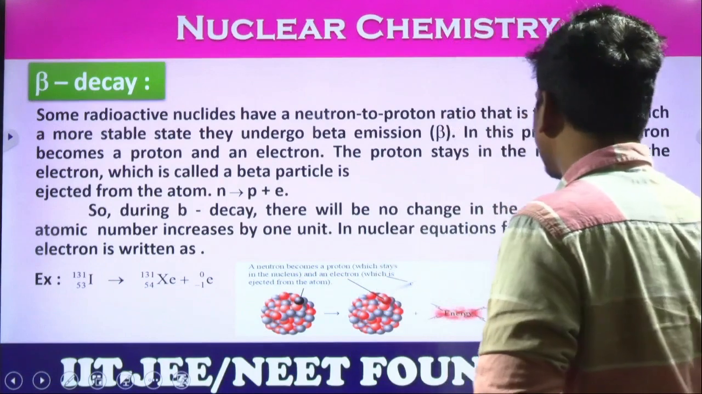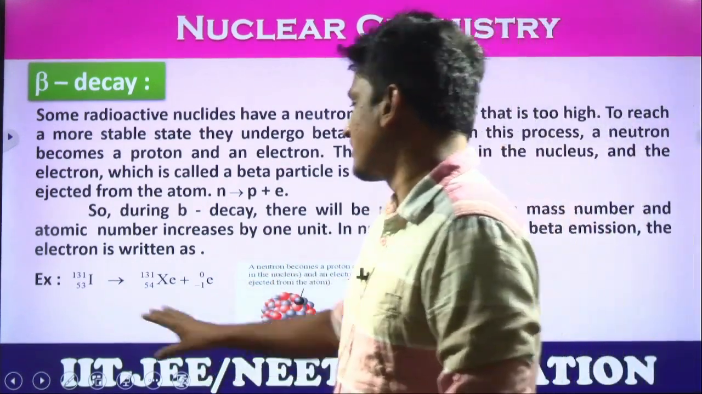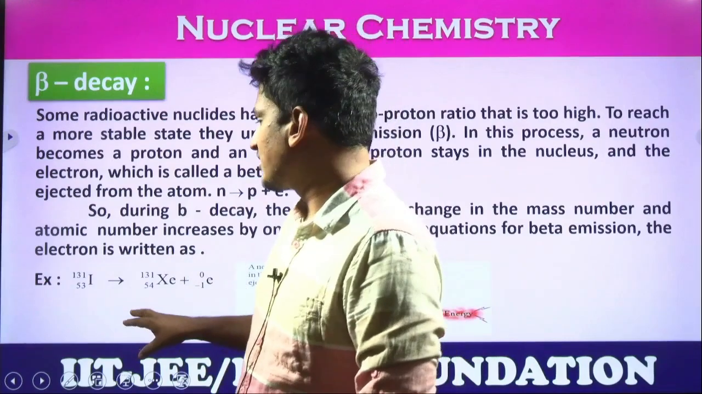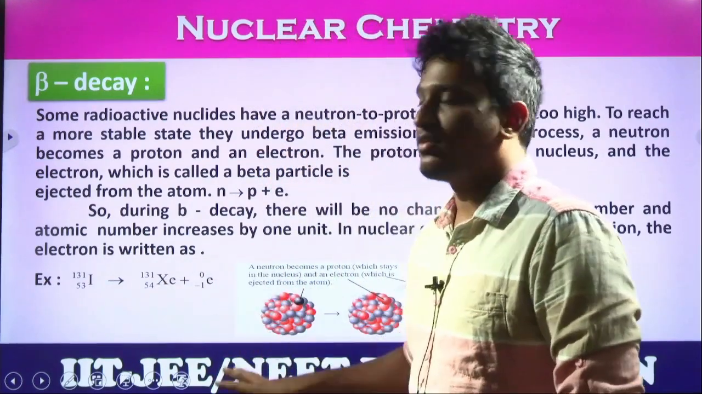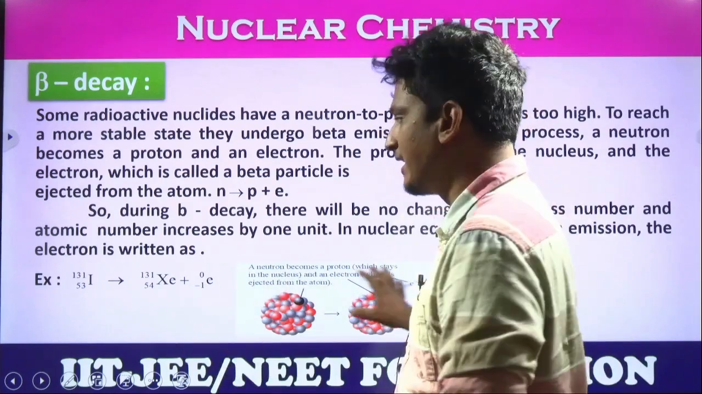In the nuclear equations for beta emission, the electron is written as shown, so this is how to represent the reaction, students. Iodine converts into xenon. This electron was released. So this is called a beta decay process.